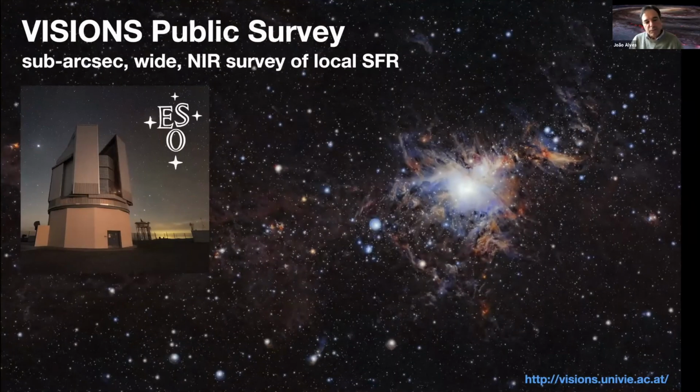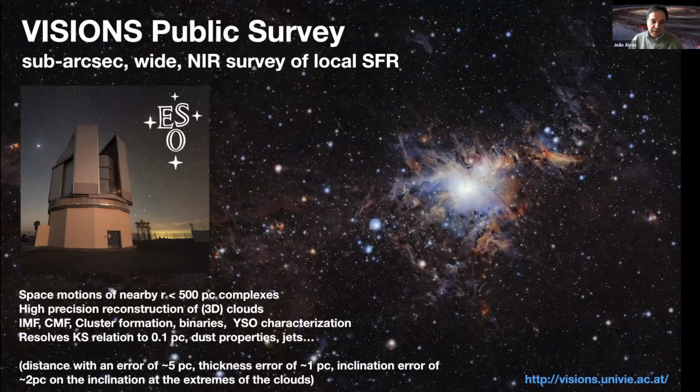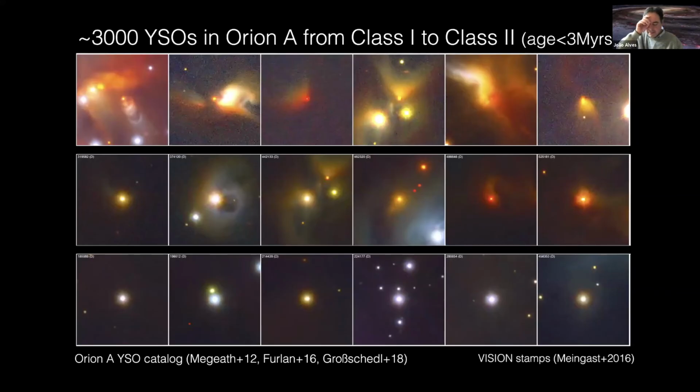Wouldn't it be amazing if we could measure this whole thing in motion? And this is what we're trying to do. We have a large program, a public survey at ESO, where we're mapping all the nearby regions within 500 parsecs. And the idea there, apart from a lot of science cases, from star formation, from the IMF, from disks, from everything, is to use these guys, the most embedded objects inside the nearby clouds, and measure their proper motion.